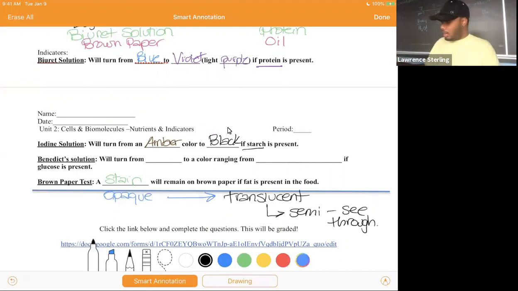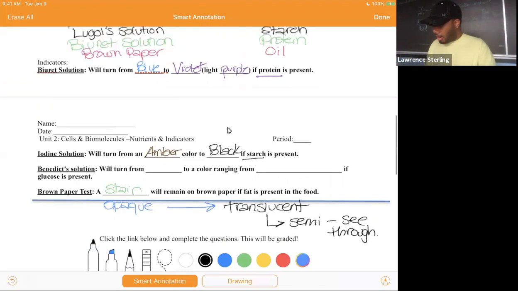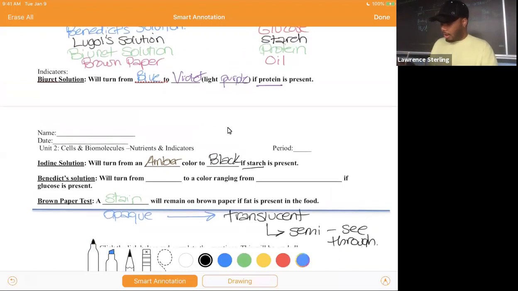All right, let's check on the Benedict's test, which is what we're here for. So remember, if you remember, it started out blue when we put the Benedict solution in there. Then we put the glucose in there, nothing changed. All right, I'm actually gonna add a little bit more glucose. I actually added a lot more glucose. We're just gonna wait and wait and wait a little bit more.